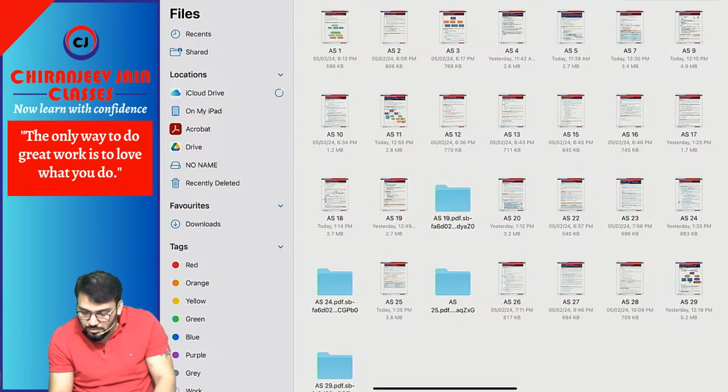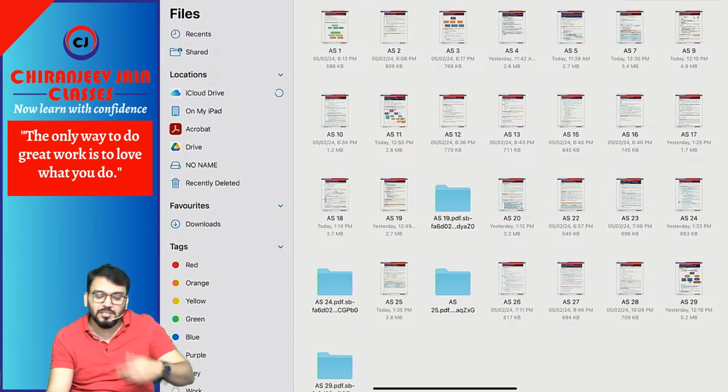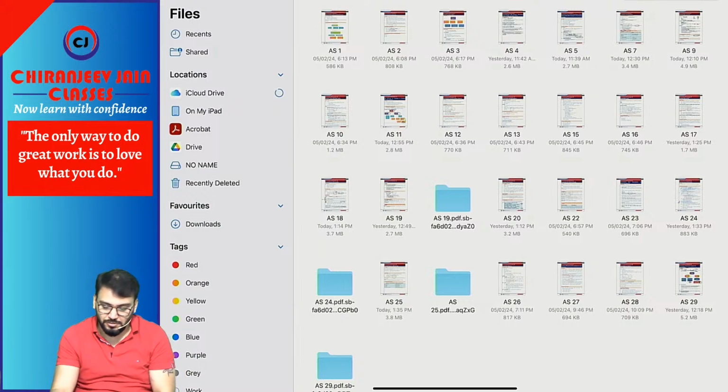22, 23, 27. 27. How many AS? 5 ho gaya, including AS3. So I think this 5 will do first. Then if time permits, will do AS3.